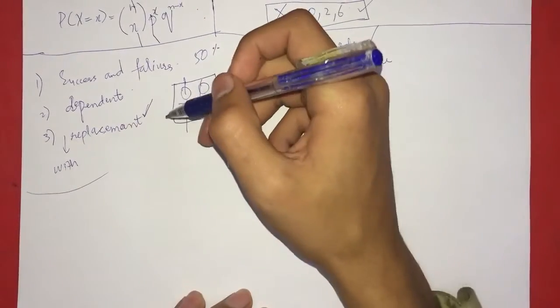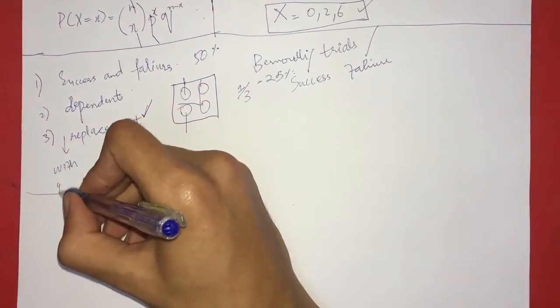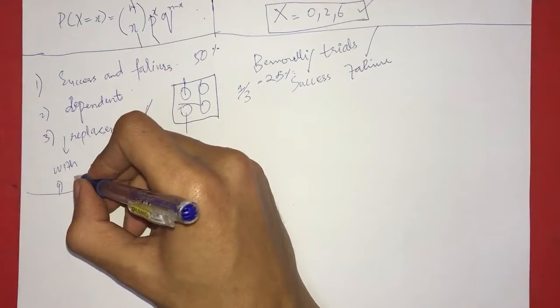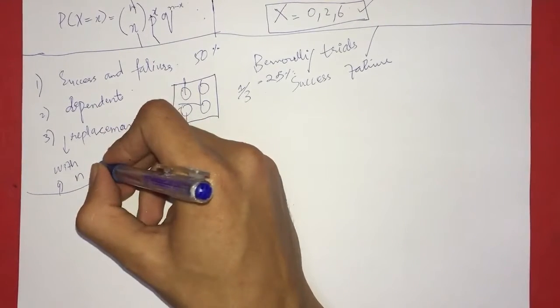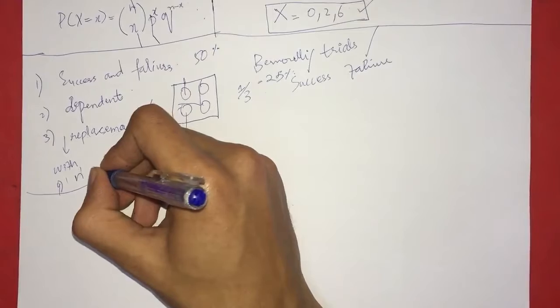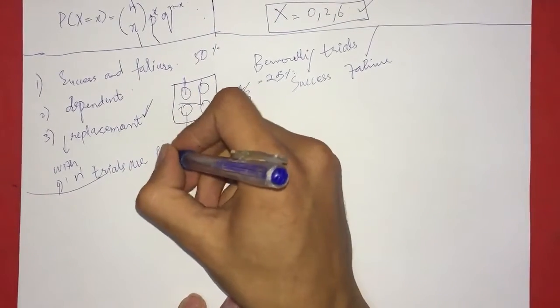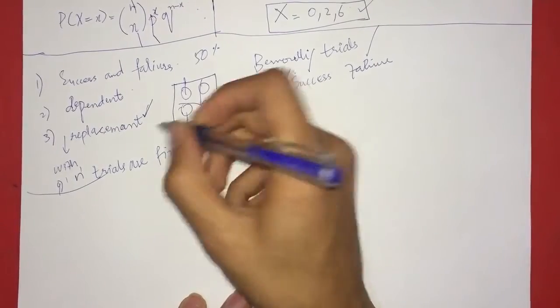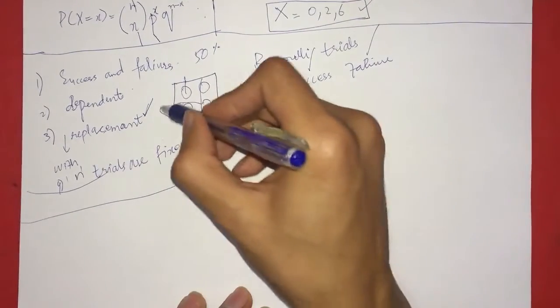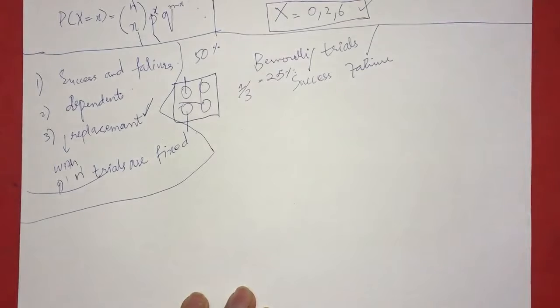So there's a difference. And also in hypergeometric distribution, you perform the experiment n number of times. So the number of trials, you can say, are fixed in hypergeometric distribution. So this is pretty much it about the properties of hypergeometric distribution.